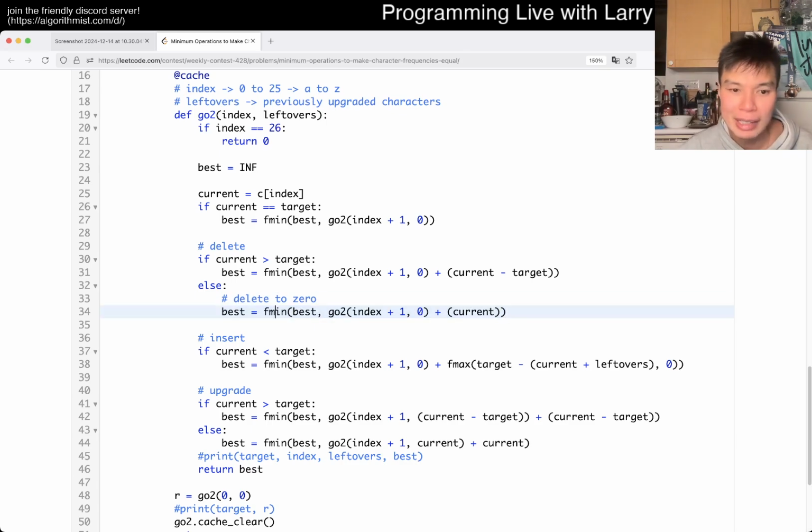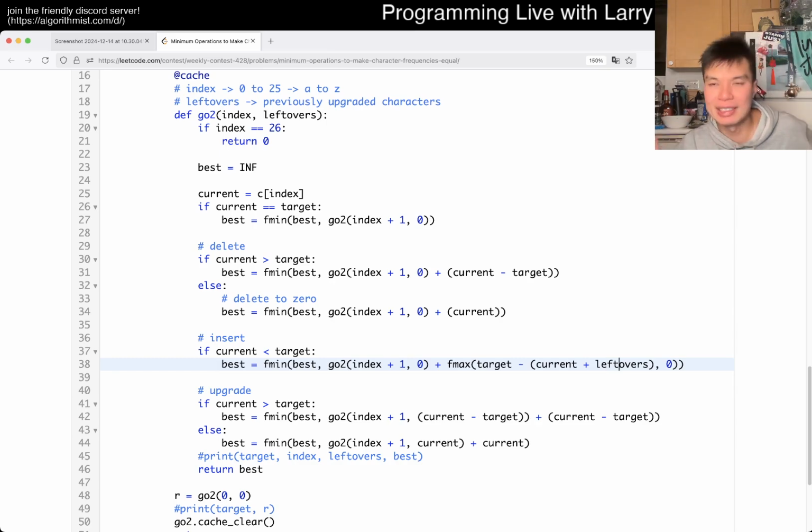Delete to 0. And insertion is also relatively straightforward. If it's fewer than target, then we just try to get the target, and that is just this math, right? You just do the math on the delta, and then delta will figure it out again. But this time, we do use the leftovers. This is the only time we use leftovers, because with that we don't have to insert more, right? So that's basically the idea for this one.